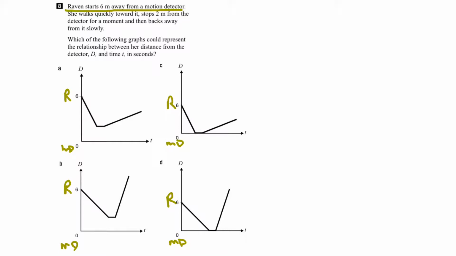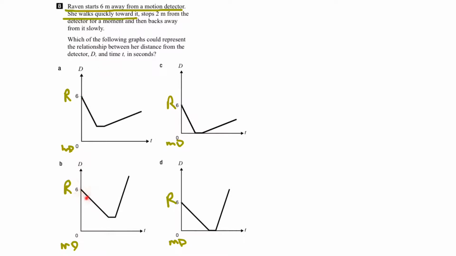Now let's look at the second part here. She walks quickly toward the motion detector. So if she's walking toward the motion detector, then in this option she would be coming this way. And quickly means that the slope of the line would be fairly steep. So she's walking toward, that's true here. In other words, she's not walking away, which would be represented by a line going up. So option A looks like it's fine so far.